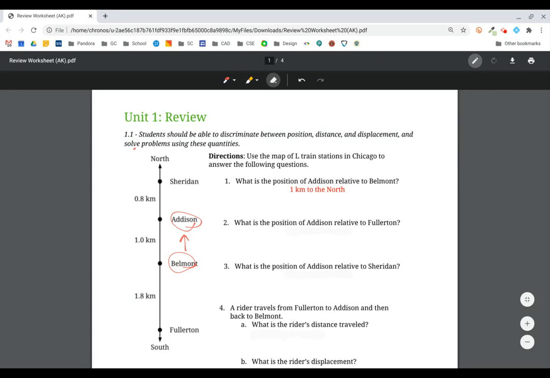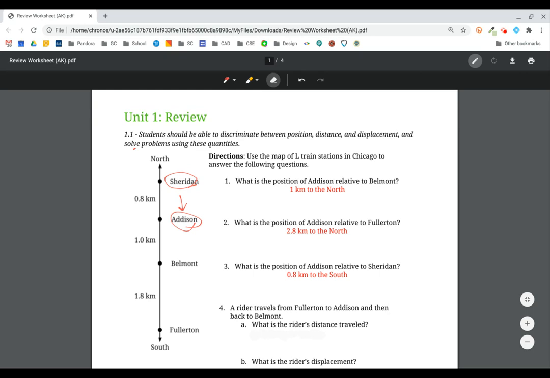Belmont. Then the next question asks, what is the position of Addison relative to Fullerton? And so here we're looking at Fullerton. Addison is again north, but this time we're going to have to add both of those distances. So it is 2.8 kilometers north. The next question asks, what is the position of Addison relative to Sheridan? And in this case, Addison is south of Sheridan by 0.8 kilometers.